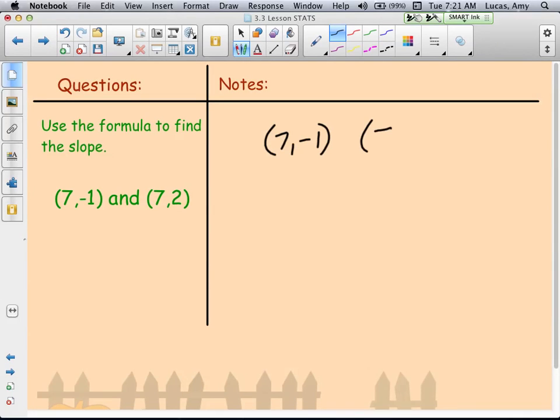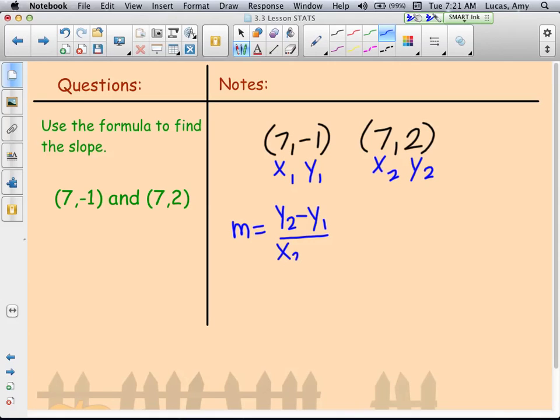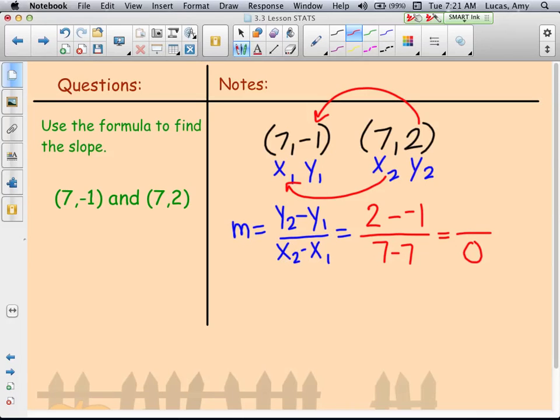The next one, 7, negative 1, and 7, 2. Label your ordered pairs. x, y, first ordered pair. x, y, second ordered pair. And your slope formula again. y2 minus y1 over x2 minus x1. y2 minus y1 would be 2 minus negative 1. Then on the bottom of the fraction this time, we have 7 minus 7, so that's 0. On the top, our chunky plus gives us 3. When 0 is on the bottom of the fraction, that is when your slope is undefined.